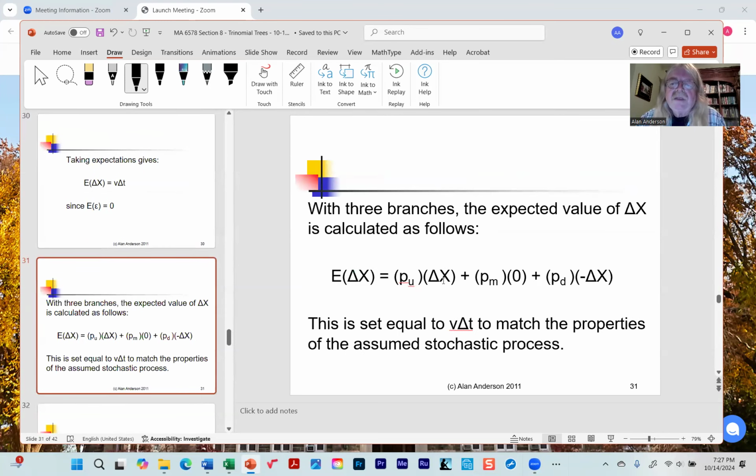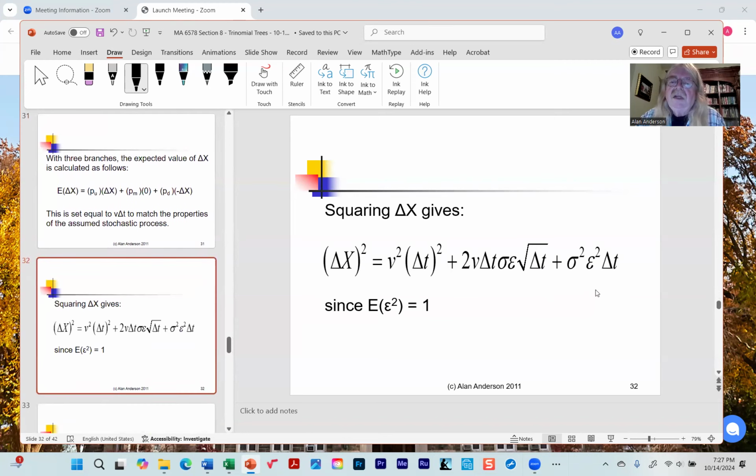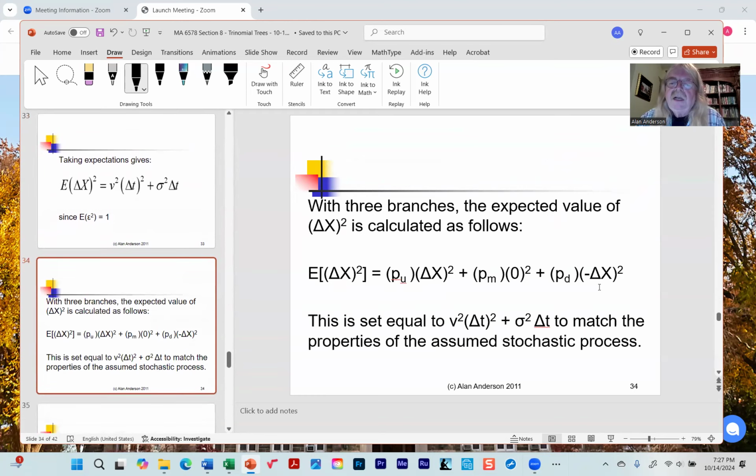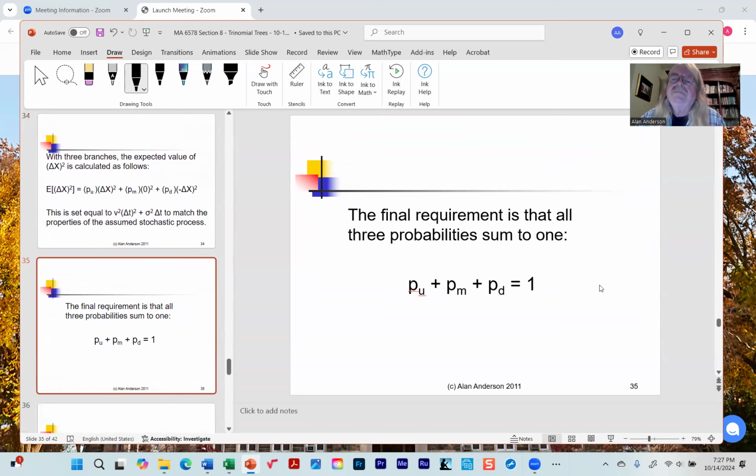Then they're going to do the same thing. And of course, this is the expected value. This is what it looks like, because remember, PU brings us up by delta x. PM keeps us where we are with no change. PD brings us down by delta x. Now, they're going to go through and prove what the variance needs to be.